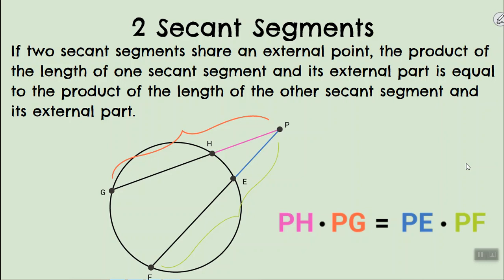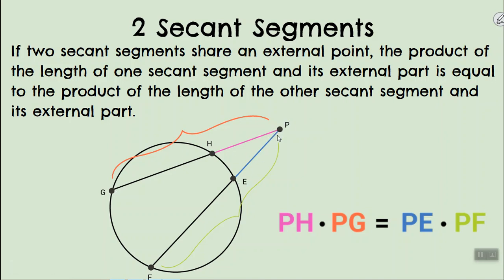All right, now we have the relationship between two secant segments. So we have this secant line, P to G, and P to F, that's our second secant line. Those two are intersecting at point P. Whenever we have that intersection, we're actually going to relate the external part, PH, and the entire thing, PG, to the exact same parts in the other one.